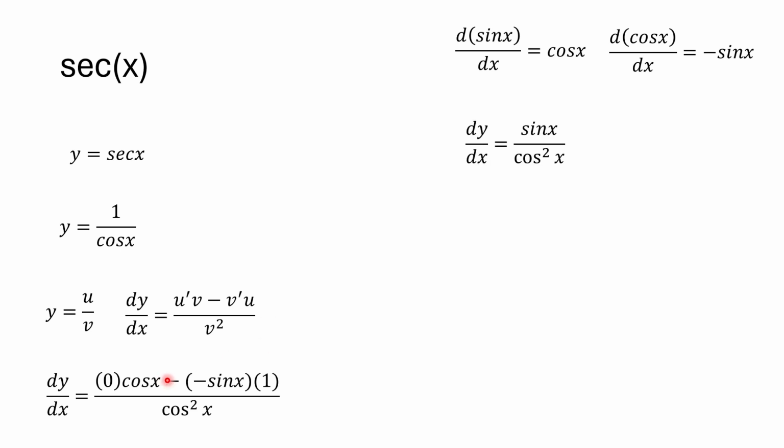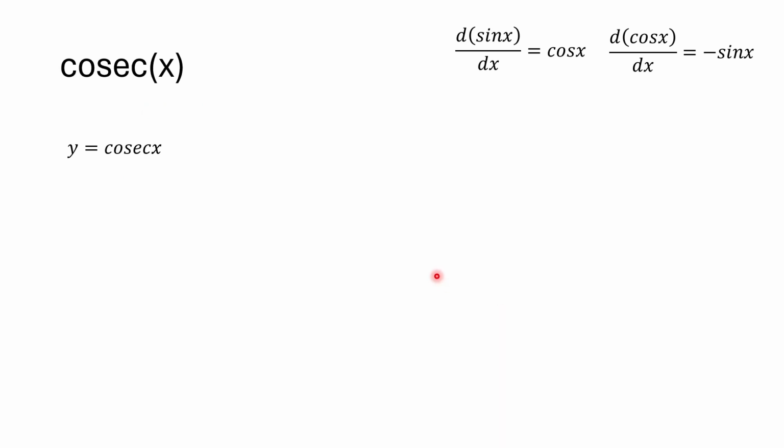And if we simplify that, 0 times cos x is just 0, and minus minus sine x is just sine x. So then you get sine x over cos squared x, which you can then split it up like so, and the way you tend to see it is tan x secant x. So there you go. So if you differentiate secant x, you get tan x secant x. Cool. Cosecant x is going to be a similar principle of writing it in terms of sine and cos.